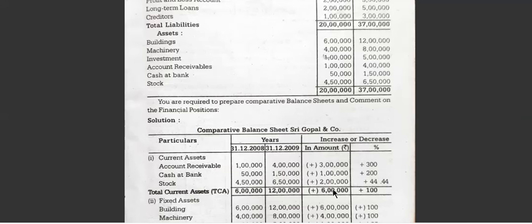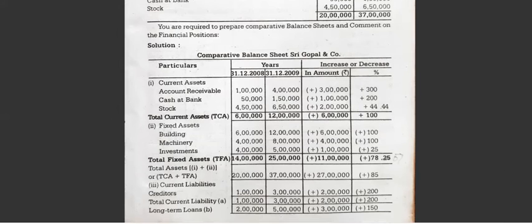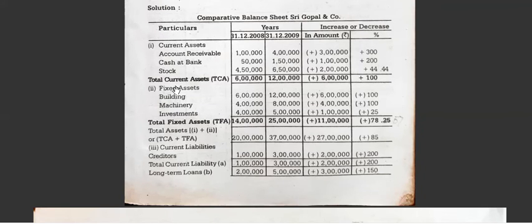So the difference amount divided by the base year, that is first year, you will get the percentage, that is 44.4. Okay. So now total current assets, write down, find out the difference. It is increased to 12 lakh. So there is a difference of 6 lakh. Add 6 lakh. Now the percentage will be 6 lakh divided by 6 lakh into 100, it is 100%. Next, write the total current assets.